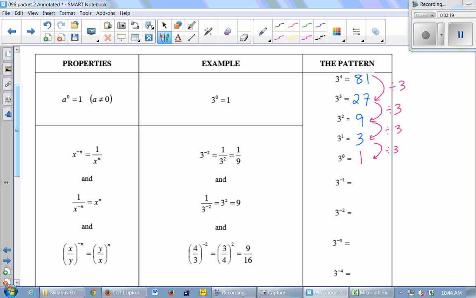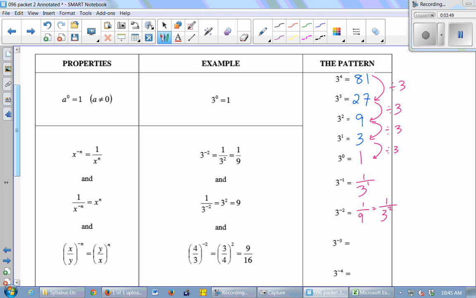And then we could even keep going, following the same pattern, to define negative exponents. What is 1 divided by 3? 1 over 3. And that's actually 1 over 3 to the 1st. What is 1 over 3 divided by 3? 1 over 9, which is the same thing as 1 over 3 squared. So it was 3 to the negative 2, and it became 1 over 3 to the positive 2.